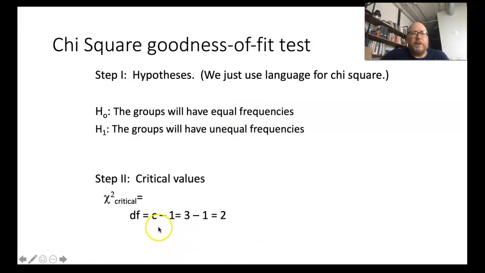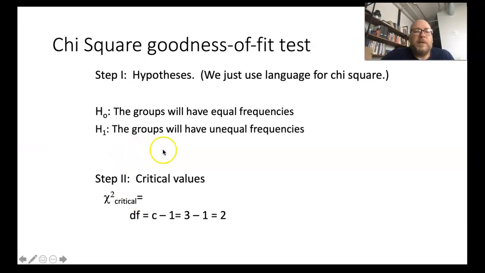Okay, critical value. Here the degrees of freedom is C minus 1. That C stands for columns, because as I'll show you a couple pages down, we tend to put the data into columns. So I'll have answer 1, answer 2, answer 3, 3 columns, 2 degrees of freedom.